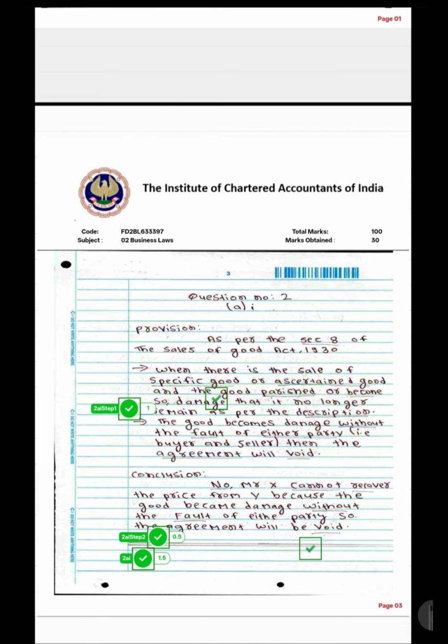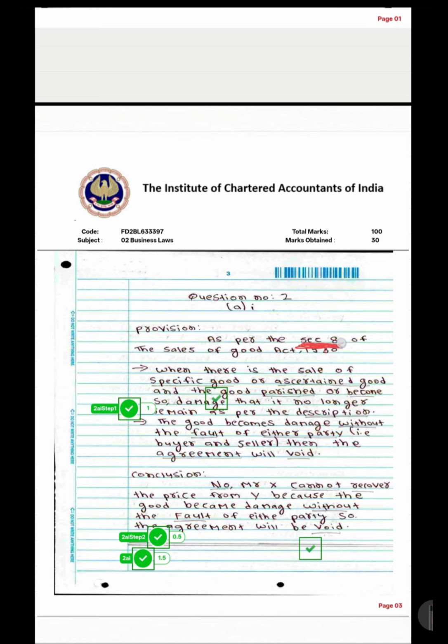But as I had already thought, for questions up to 4 marks I would follow provision and conclusion in order to save time. So it was of 4 marks, and what I did was write the provision and conclusion. The mistake I made in this question is writing the short form. As you can see, I have written the section in short form.